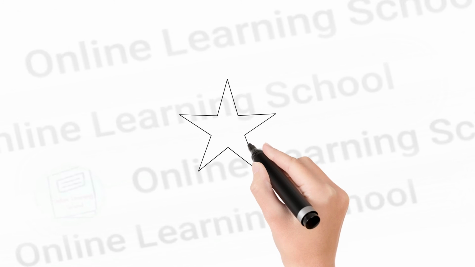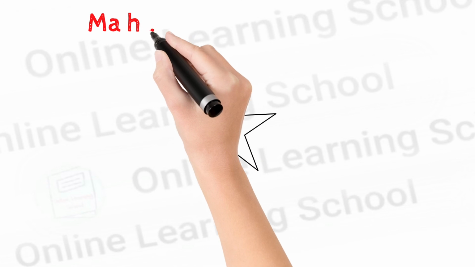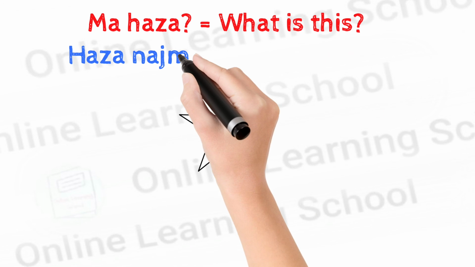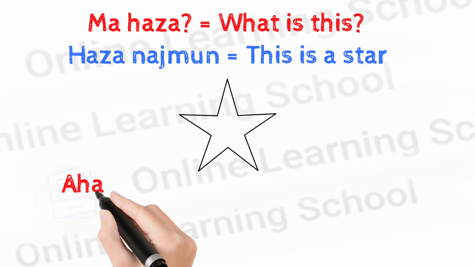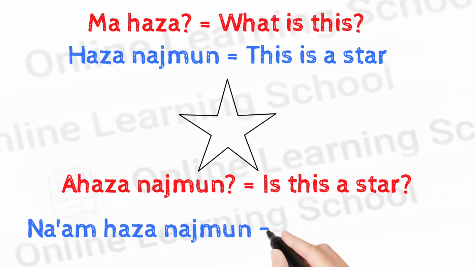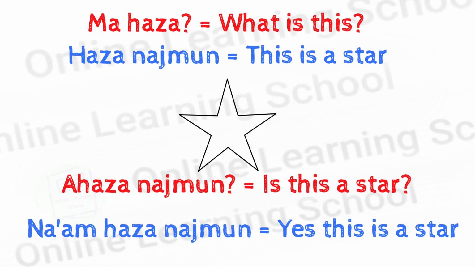Okay. The next example is ma haza, what is this? Haza najmun, this is a star. Ahaza najmun, is this a star? Na'am, yes, haza najmun, this is a star. Okay, I think it's enough.